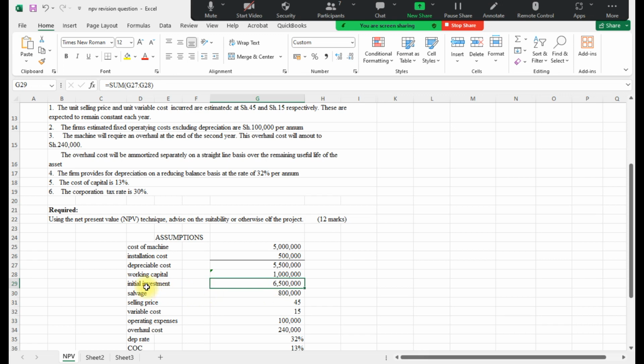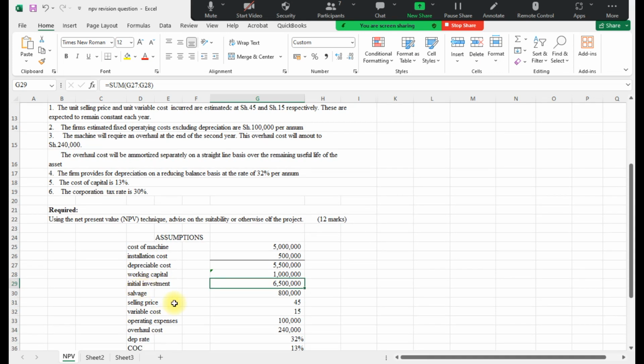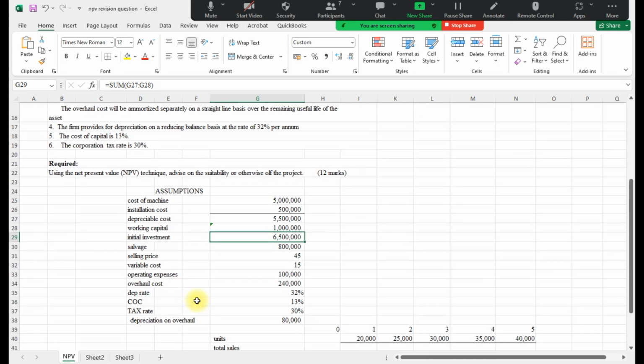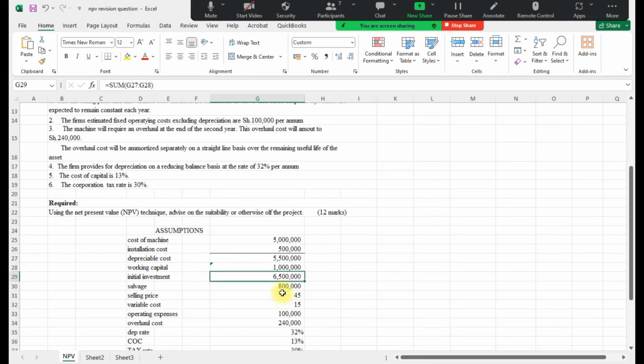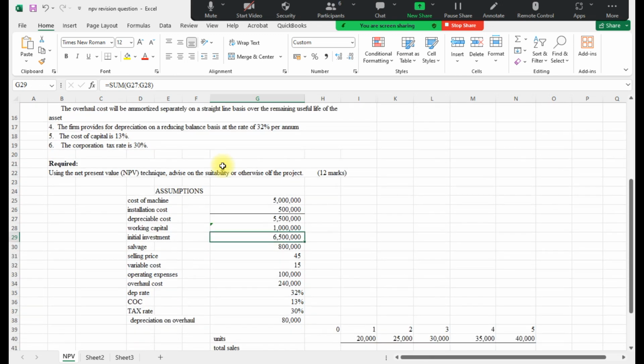Then this investment was having a salvage value of 800,000. Then, this was just a summary of the items that we have: selling price was 45, variable cost was 15, operating expense was 100,000, and then we had overhaul cost of 240. Remember, overhaul is major repair, and you are told the overhaul was to happen at the end of the second year. The major repair of this particular asset was to happen at the end of the second year.